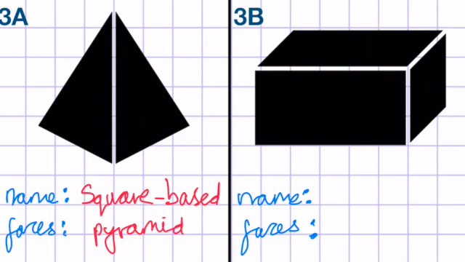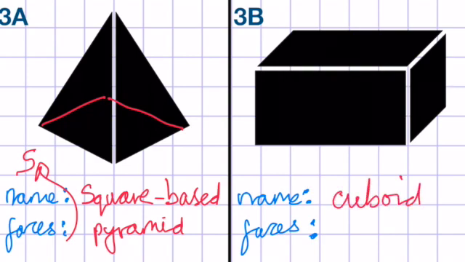Notice I have a hyphen between square and based. Now a square-based pyramid, imagine that you have got, you can see there, you have got one face on the bottom, the square, and then 4 faces around. So there are 5 faces. This is a cuboid, and it has got 6 faces, just like a cube.